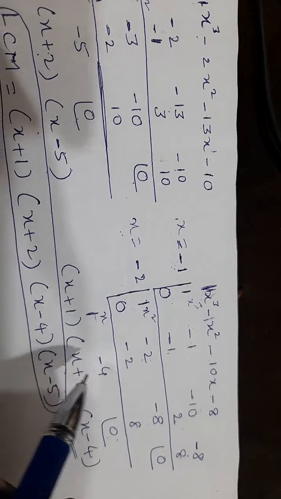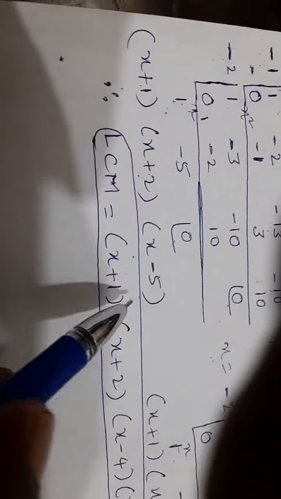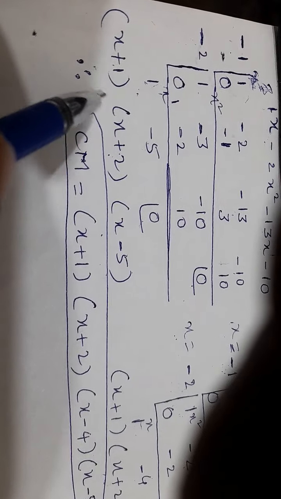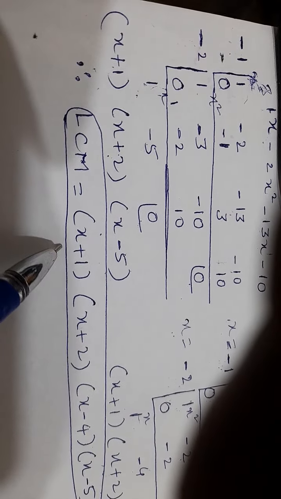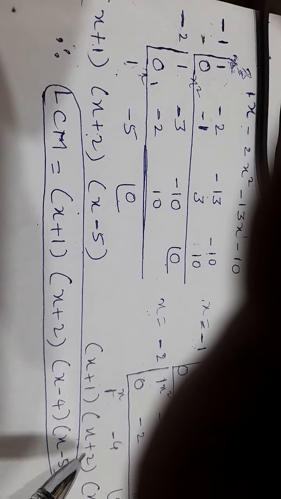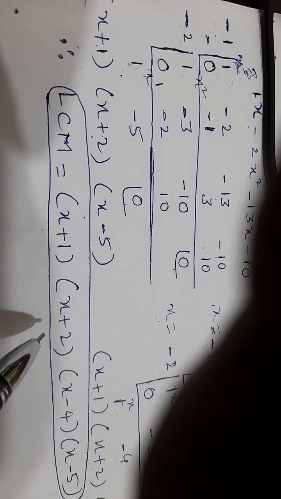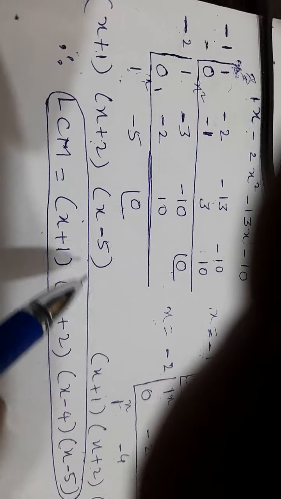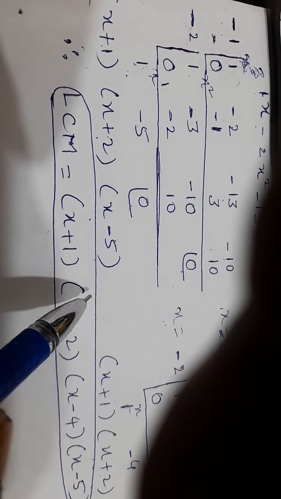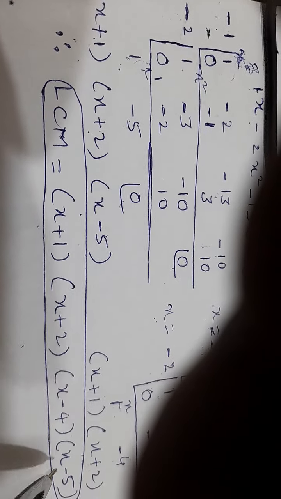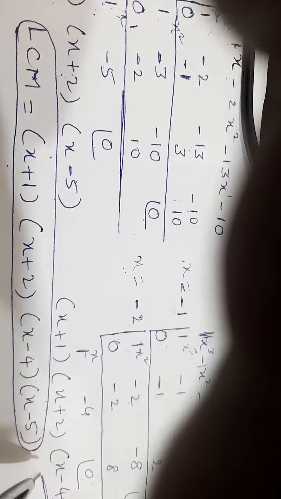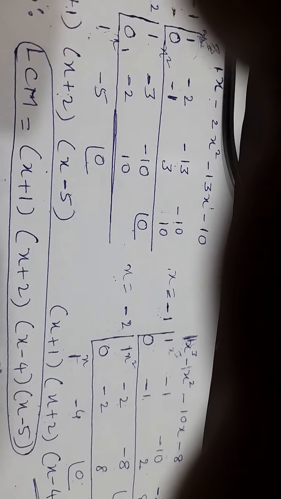Now the rule of LCM is the same. Common terms you take one time. So x plus 1 is here also, so take it one time. x plus 2 is here also, so take it one time. Highest power: both are the same powers, so no problem. And the remaining uncommon terms you also have to take. So x minus 5 as it is. In this one, x minus 4 as it is. So this is the LCM.